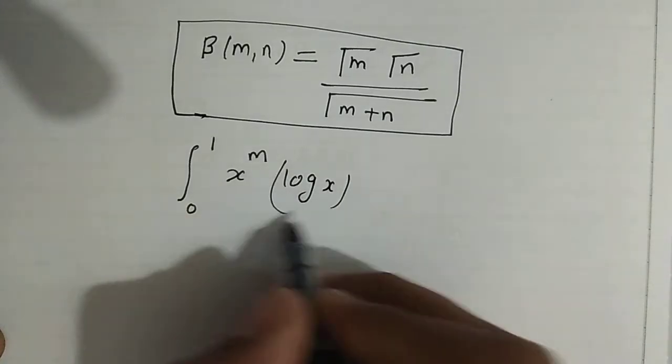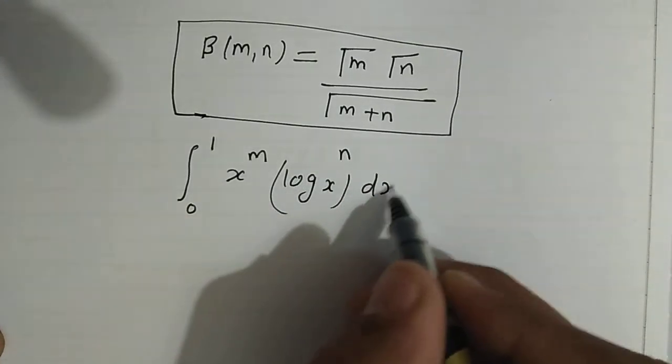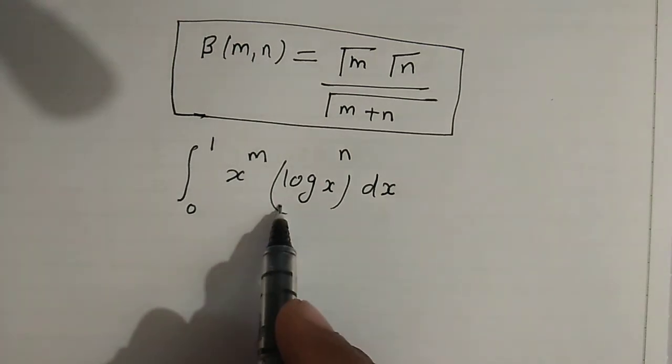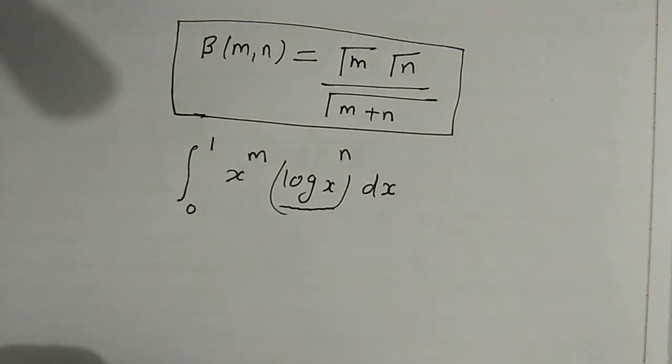The integral is 0 to 1 of x power m, (log x) power n, dx. You have to solve this integral using beta and gamma function. Gamma function has e power minus x times x power n. So if you convert log x into minus some variable, x will be an exponential of minus, which may take the gamma function form.